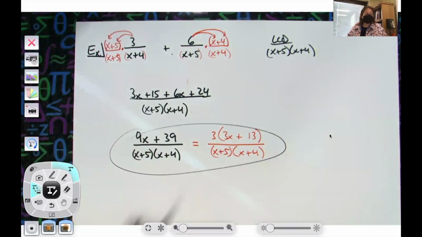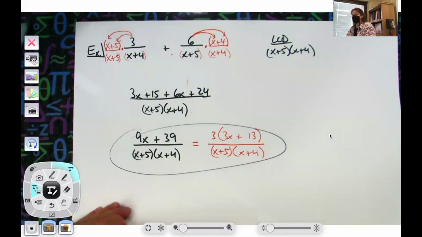All right, now save the best for last. Do we think we're good on that? Add, subtract, multiply, and divide rational expressions, because this is a review for that. Now the next thing is going to be brand new stuff. You've not seen this stuff. We're going to be simplifying a complex rational expression.